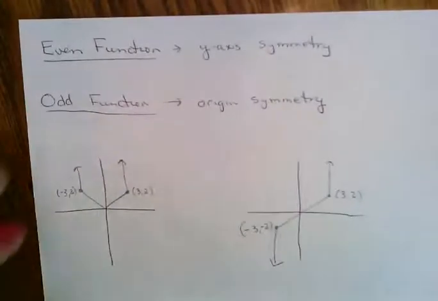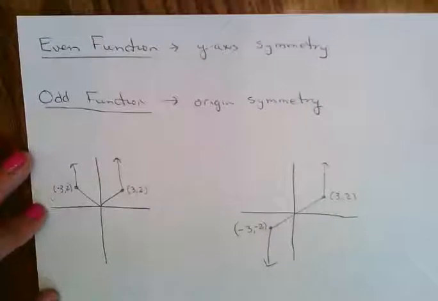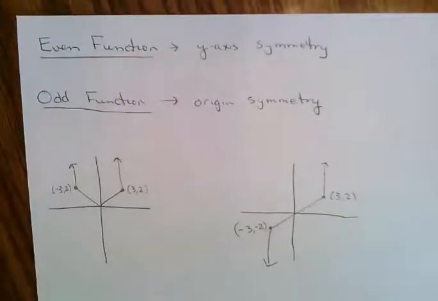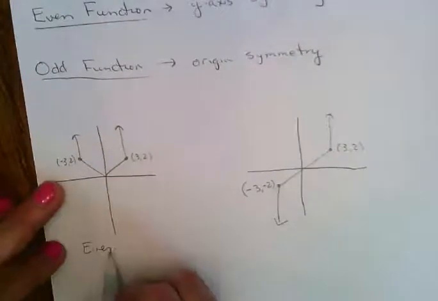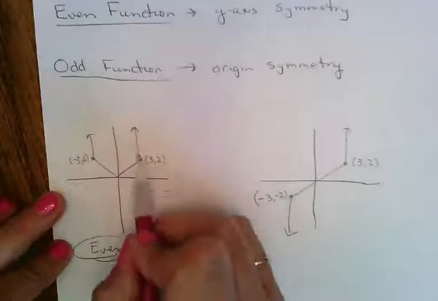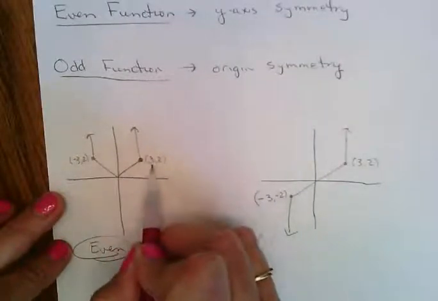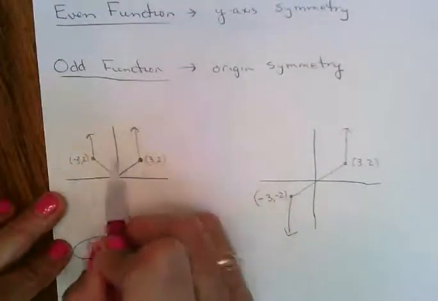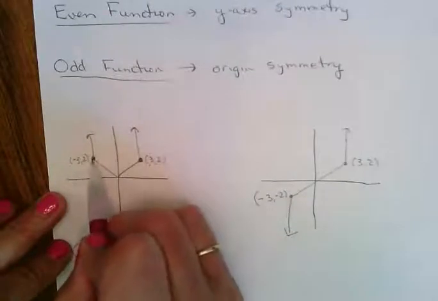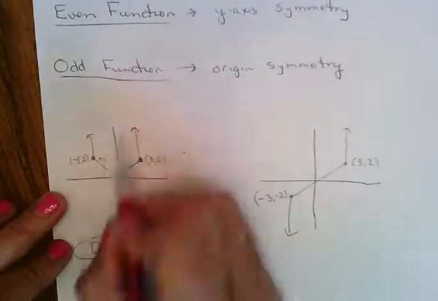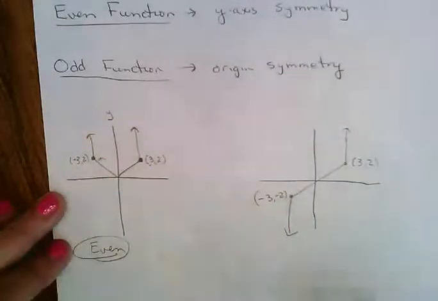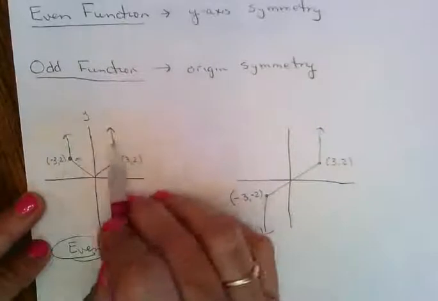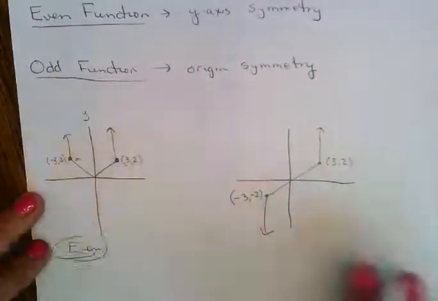All right, the last terms are even and odd. Even function is when it has y-axis symmetry, and odd function is when it has origin symmetry. So when I look at this graph, this is an even function. It's even because when I take any point over here, and I labeled one point, I labeled the point 3, 2, if the point -3, 2 is on that graph, if it's reflected over the y-axis, remember this is the y-axis, if it's reflected over the y-axis, it's even. Okay? And that has to be true for every point for that to be even.